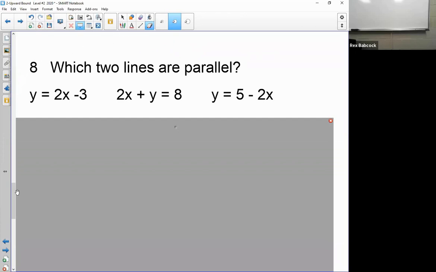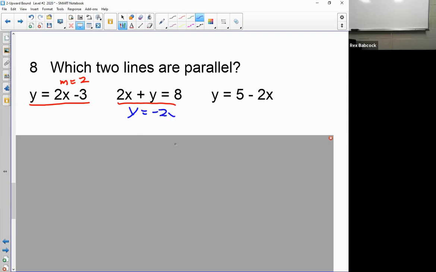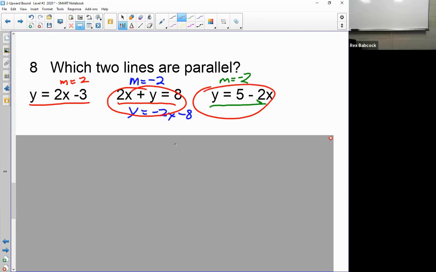So I'm going to look at the slope of each of these. The first one, y equals, what you see is what you get. Slope equals 2. Oh, this one's not y equals. If I rearrange it, I get y equals minus 2x plus 8. So the slope equals negative 2. And on the last one, they're out of order, but it doesn't matter. I can still see it's y equals what's with the x. Slope equals negative 2. So without graphing it, I can tell this line is parallel to this line, just by looking at the slopes.